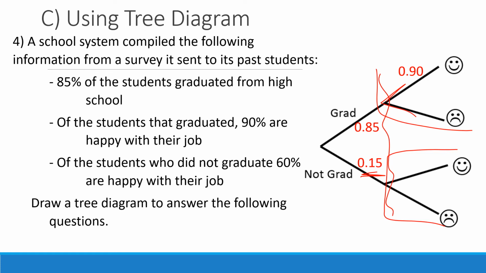So each branch needs to add up to 100. If we have 0.9 that are happy with their job, that means 0.1 are unhappy with their job. Of the students who did not graduate, so that 0.15, 60%, so 0.6 are happy with their job, and 0.4 are not happy with their job. So I want you to write that down on your paper there so that you can get that for the next question.